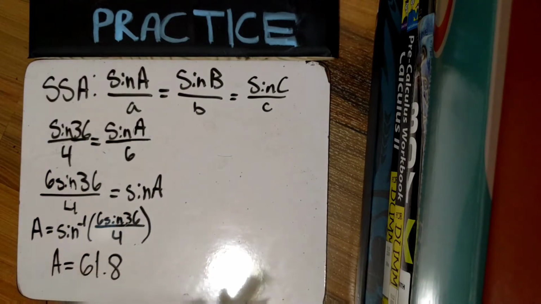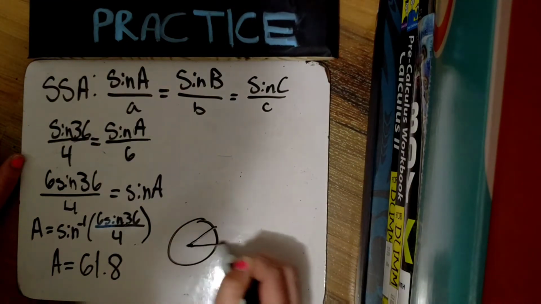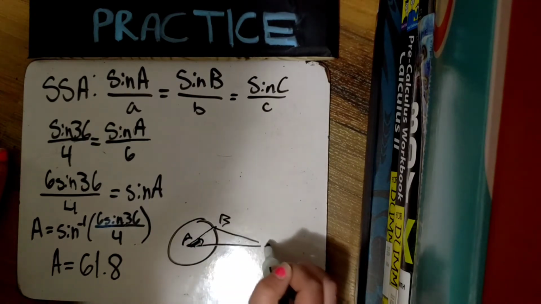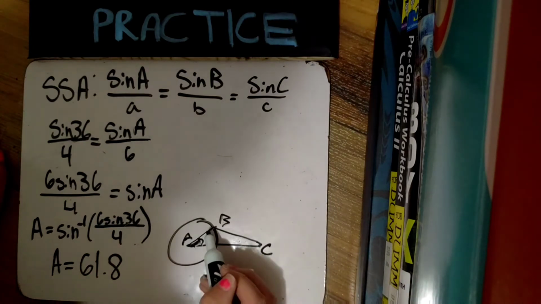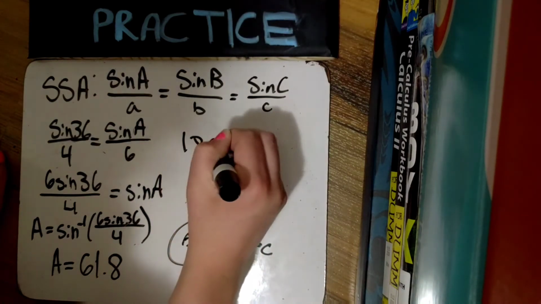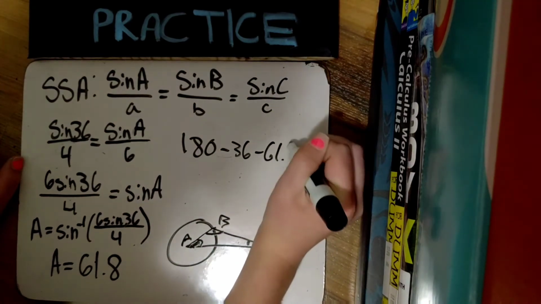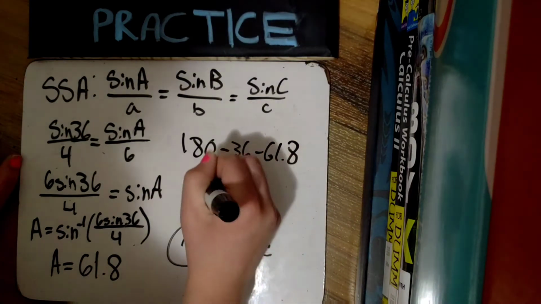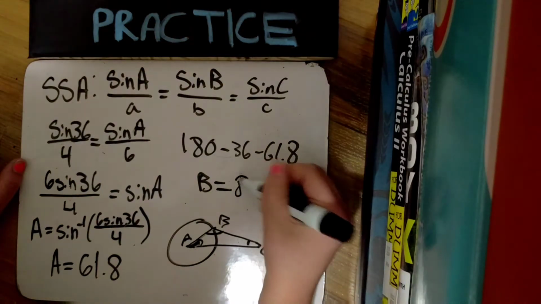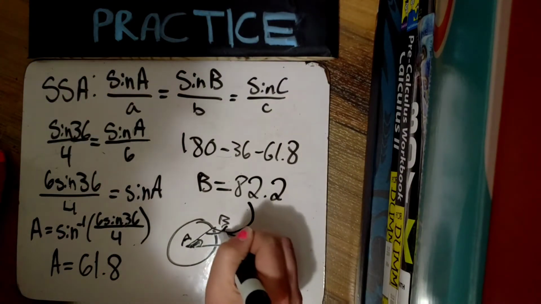Now 61.8 is, if you remember in our little diagram, this is going to be a really bad one, but it's just a reference. This was angle A, this right here. So this was A, B, C. Now we need to find B. We know A and we know C, so we're going to do 180 minus C was 36 degrees, A we found to be 61.8 degrees, and then that gives us B equals 82.2 degrees. So that gives us this angle B right here.